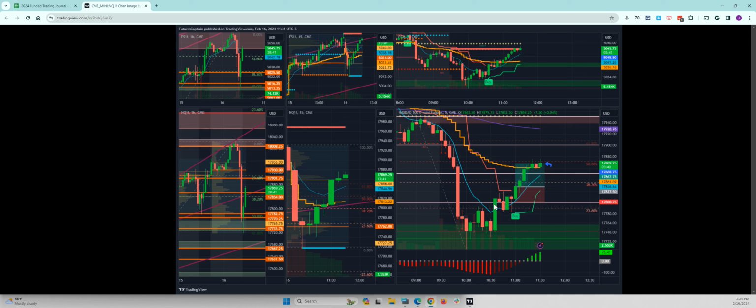In the past, I would have gone long here after this bullish candle, but I'm trying to be more patient and wait for more context and more confirmation. So it was a good thing that I did not enter here because I would have been chopped out over here. So yeah, we consolidated here a bit.